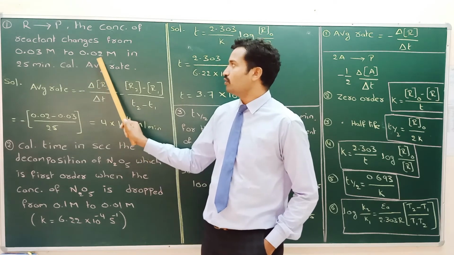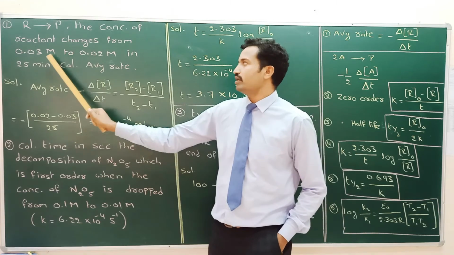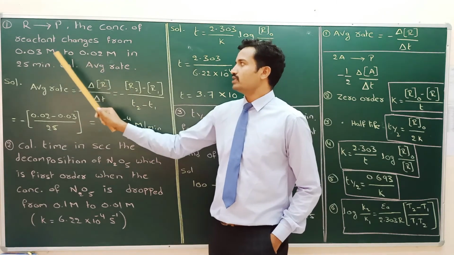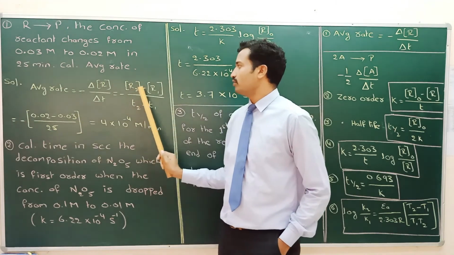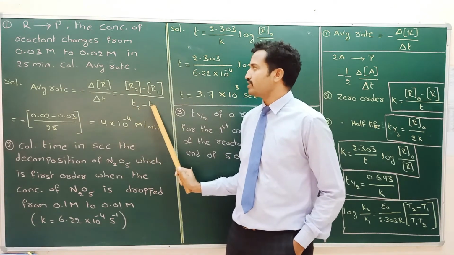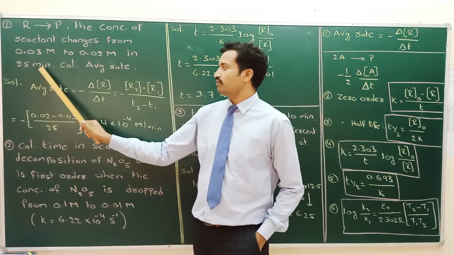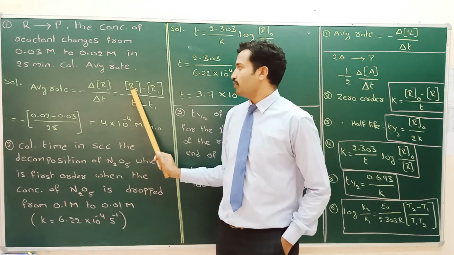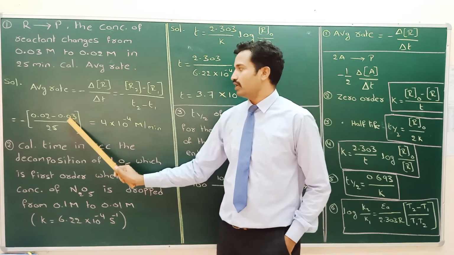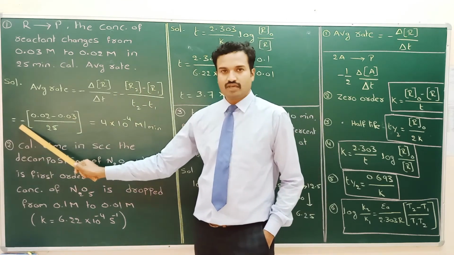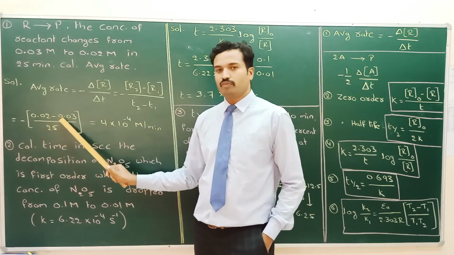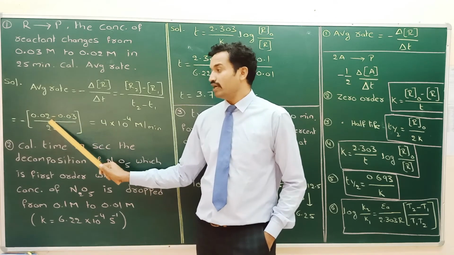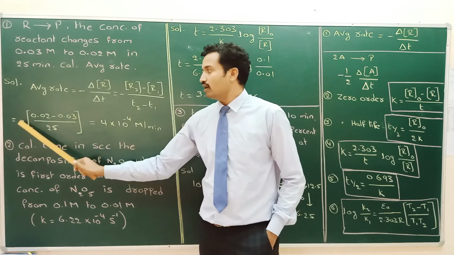Minus (R2 minus R1), final concentration minus initial concentration. Final concentration is 0.02, initial concentration is 0.03. R2 minus R1 by T2 minus T1. Time is already given as 25 minutes, the total change in time. Then 0.02 minus 0.03 is 0.01, which is a minus value, so minus 0.01. Here the minus sign is already there.